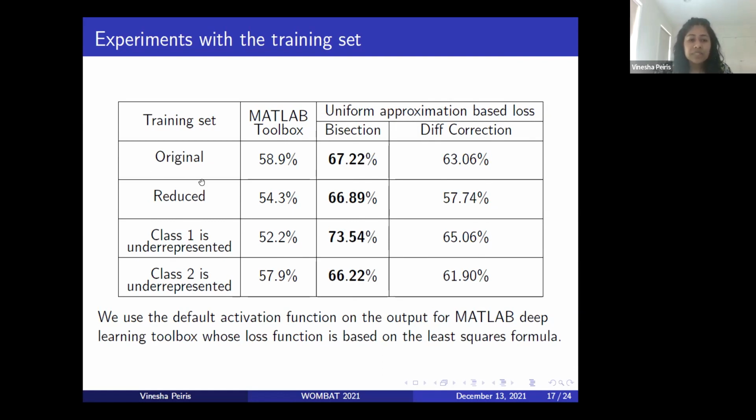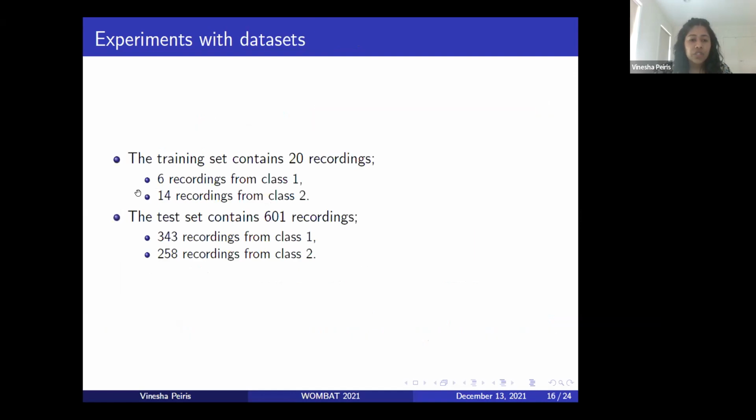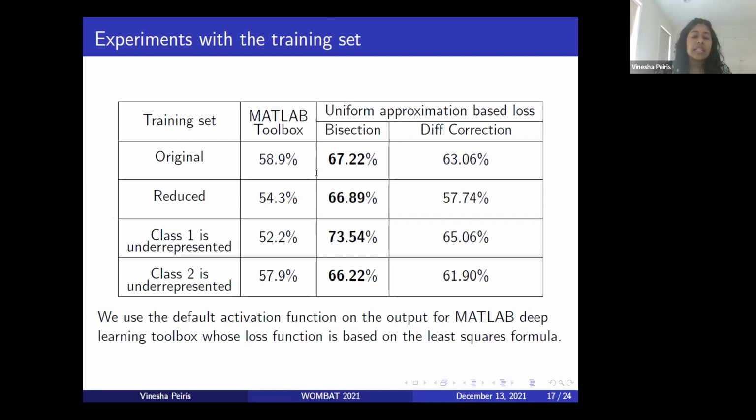Now in this second row, we have the original training data set where we have just 20 recordings. When we use the original data set, the bisection approach computes the highest classification accuracy compared to the other 2 methods. Then we have the reduced training data set. In this reduced data set, we take our original training data set and randomly select just 10 points from this training set, and then compute the classification accuracy. Again, the bisection method has the highest classification accuracy.